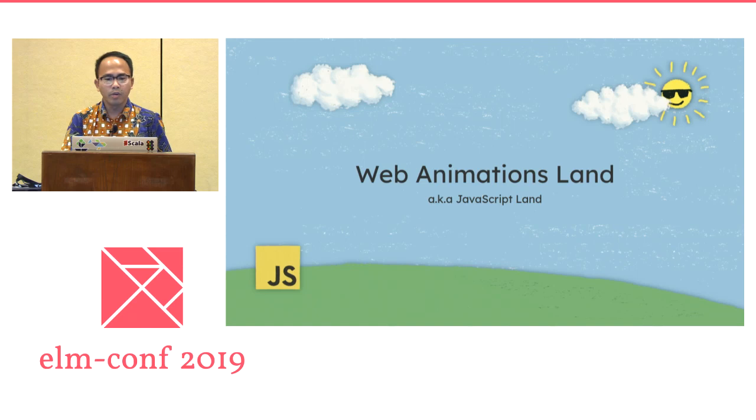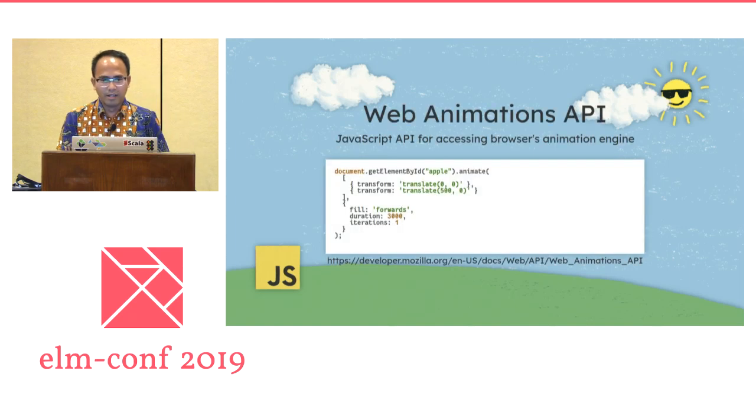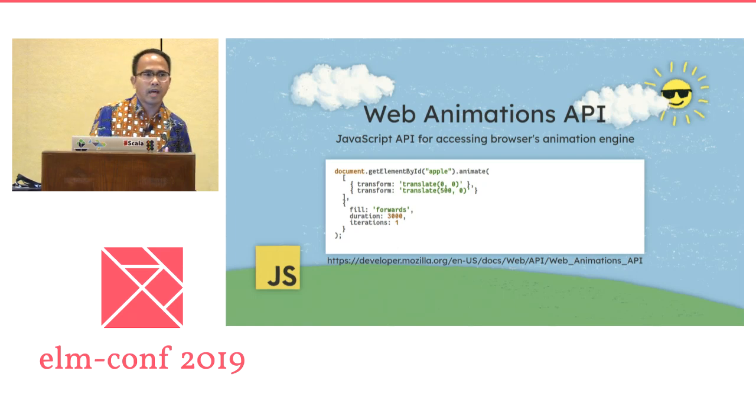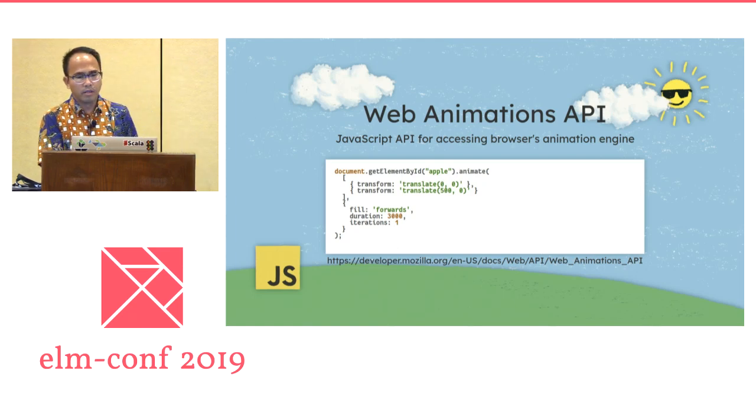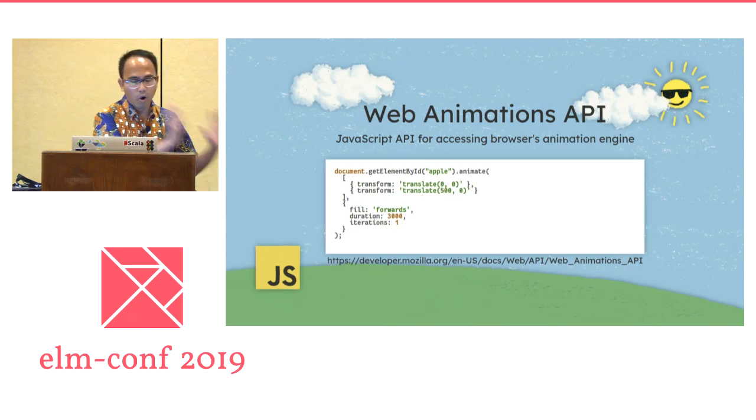So the third land that we're going to explore I call web animation land, also known as JavaScript land, because we'll be playing in JavaScript. Hooray. If you're not familiar with web animation, it's a web standard. It's a JavaScript API for accessing the browser animation engine. So you get to access the same animation engines used by CSS, with all of the performance optimization, hardware acceleration, all the good stuff.